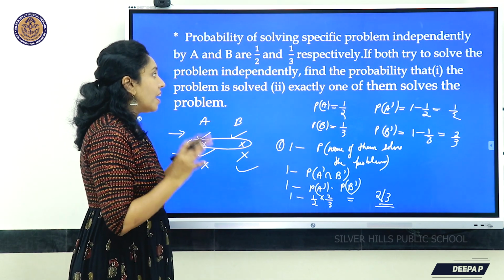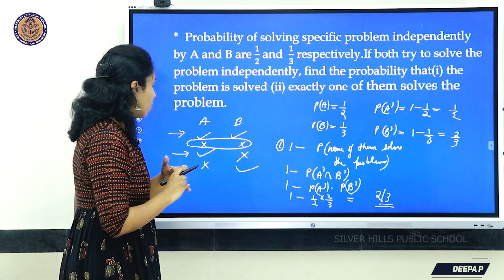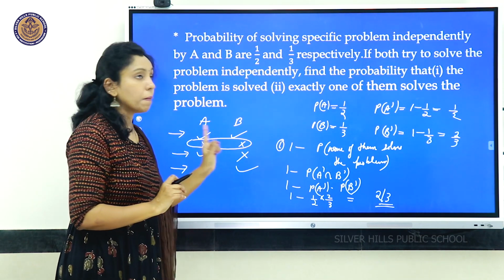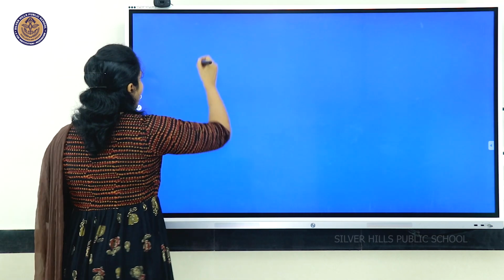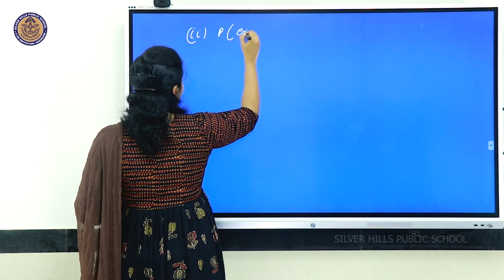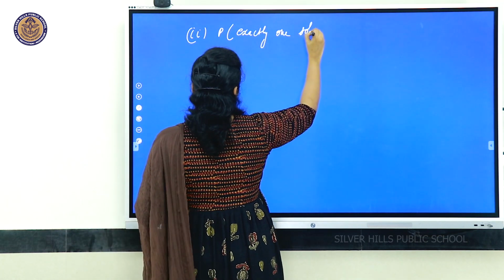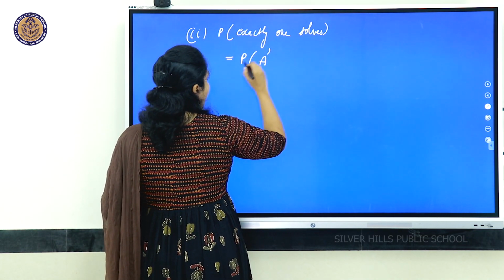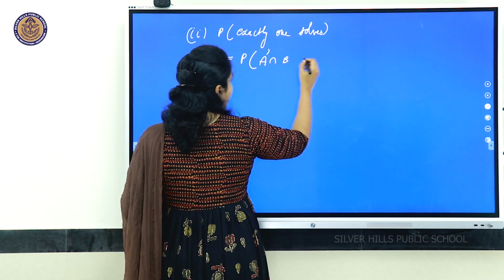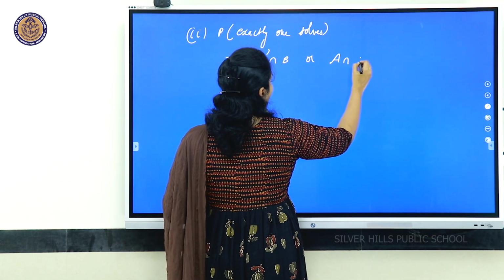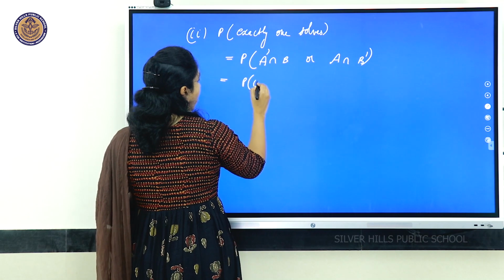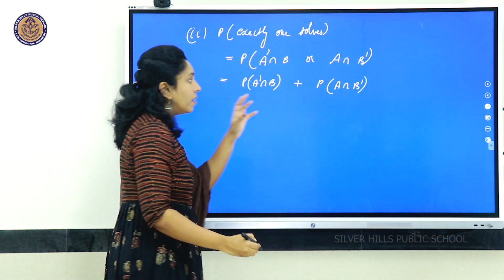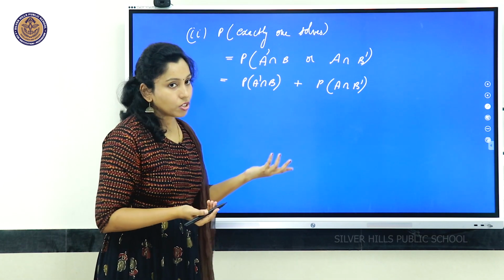What about the next one? Exactly one of them solves. Exactly one of them solves means the last two. If A solves, B does not, and if A does not, B does. That is a case which we are going to consider. So, to prove the second one, probability exactly one solves is same as probability A does not and B solves, or A solves and B does not, which is same as P of A complement intersection B plus P of A intersection B complement. Why are we adding? Because these two are disjoint, so intersection is empty.